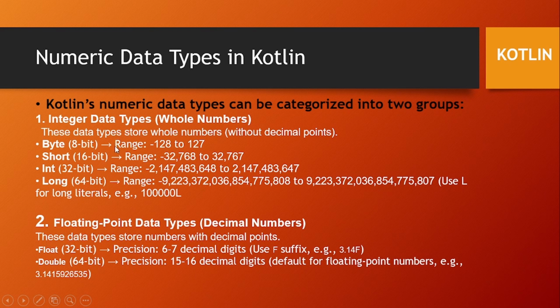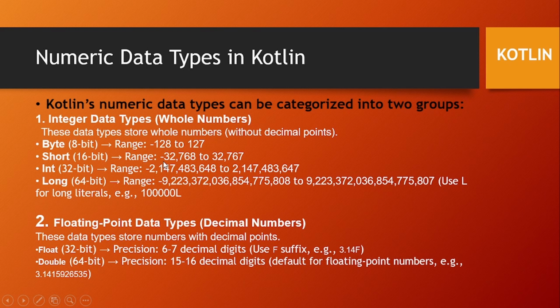In integer data types, we store whole numbers without decimal points, and there are four categories: byte, short, int, and long. The difference between these four is only their sizes. Byte is 8-bit, short is 16-bit, int is 32-bit, and long is 64-bit. Each can hold a range of values, like negative 128 to 127 for byte.